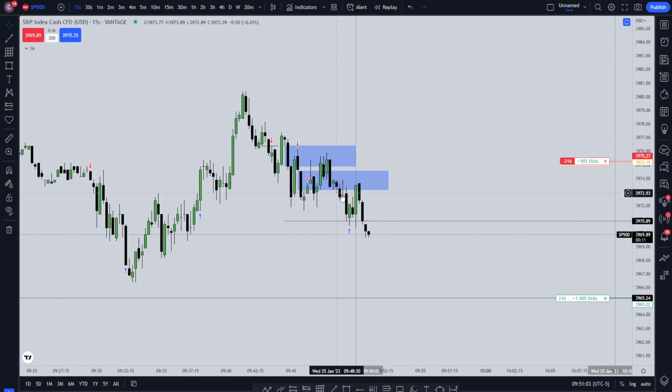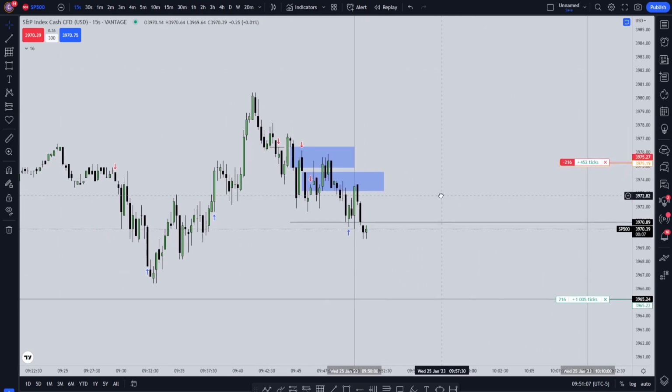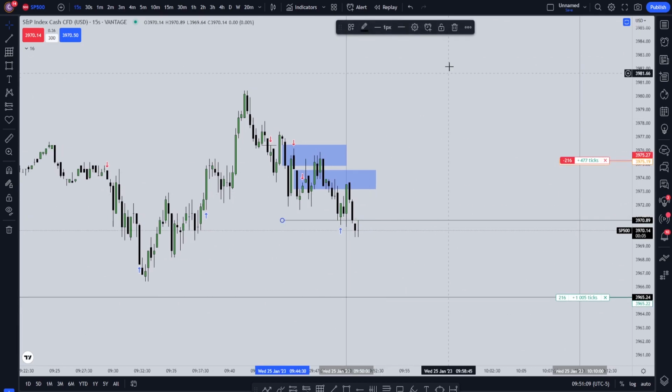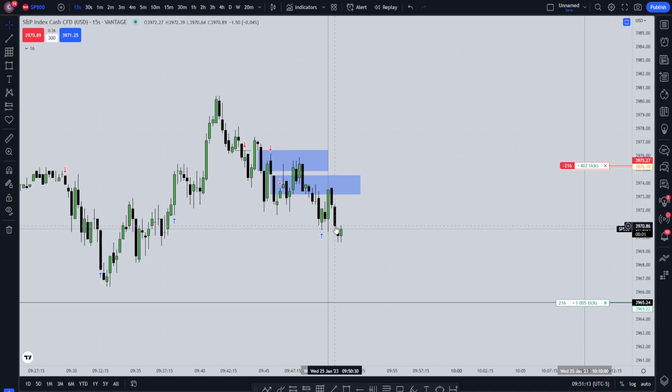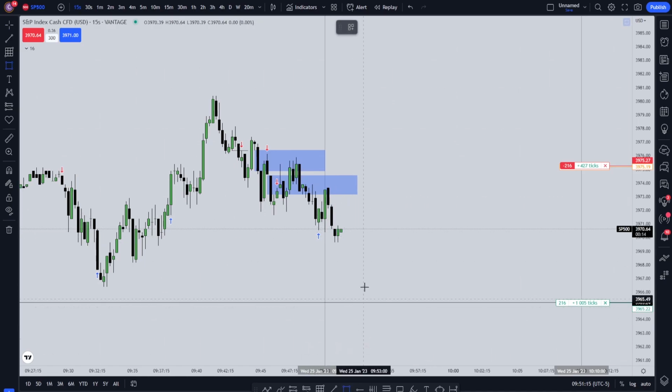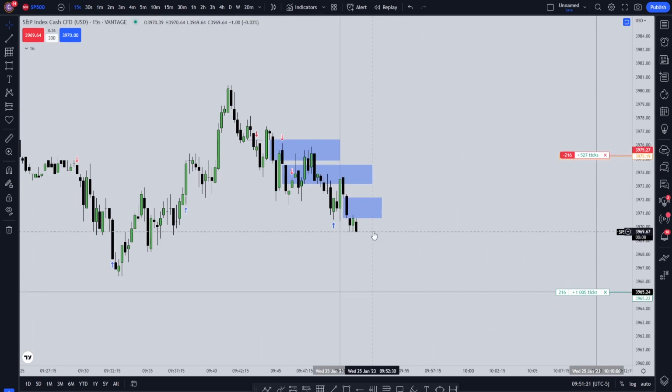And if you see over here, price retested that 15-second fair value gap. Okay, 5 points has been done, so let me remove that line. We're at this fair value gap right here. And this volume imbalance, like I said, this is not the futures chart, so these volume imbalances aren't 100% accurate.